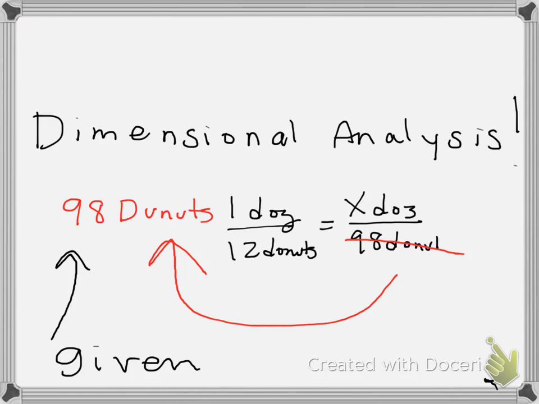Right here, we always start with our given unit, making sure that the given units are on the bottom of that next factor so that they cancel out. And we end up with that special factor called the conversion factor, because the numerator and the denominator are equal. 1 does not equal 12, but 1 dozen equals 12 donuts.